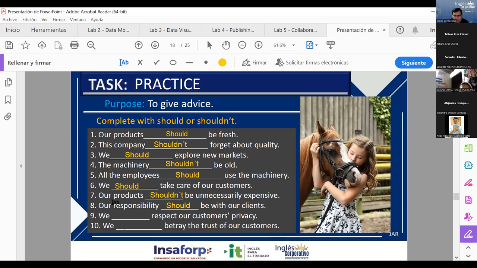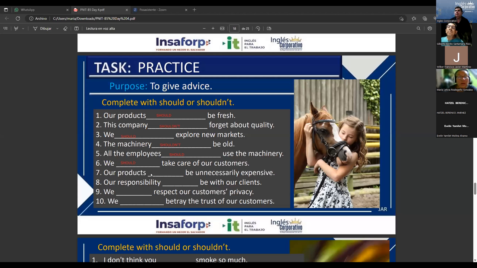Number nine. No deberían ser innecesariamente caros, ¿no? Our products shouldn't be. Should. Responsibility should. Por responsabilidad.